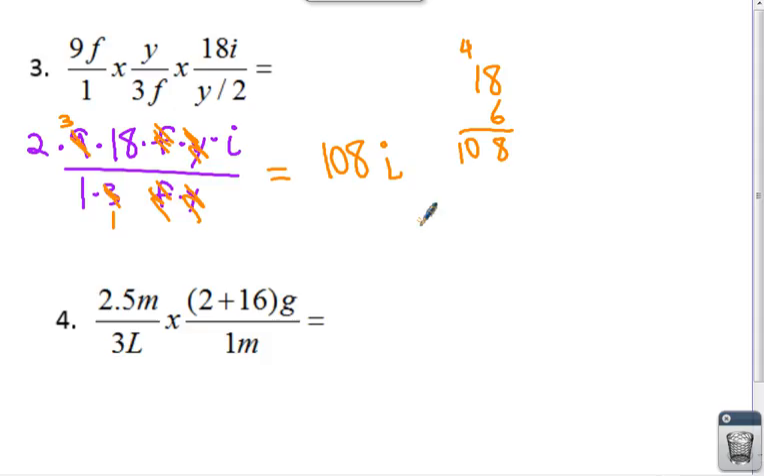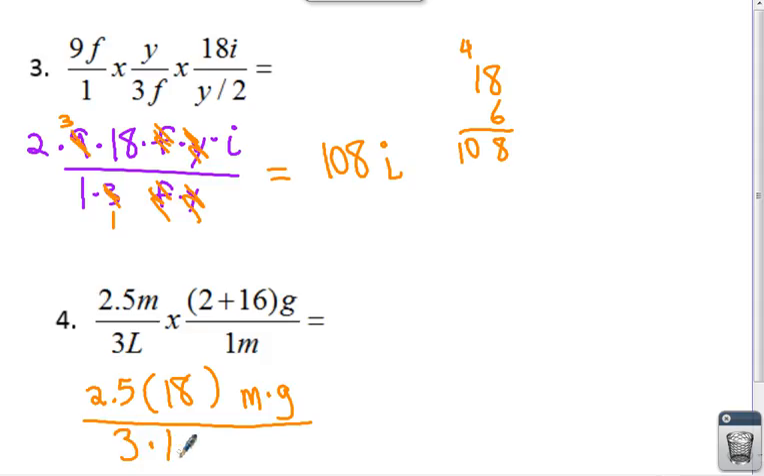Let's see what else we can do on the next one. Let's gather these things together. We have 2.5 times, this has to be added first because it's in parentheses. That would be 18. And then we have an M and we have a G. On the bottom, we have a 3 times 1 times L times M. So we can simplify this down a little bit. We have 18 over 3, which comes 6 and 1. So at least we know the bottom is a 1. And then we have 6 times 2.5.